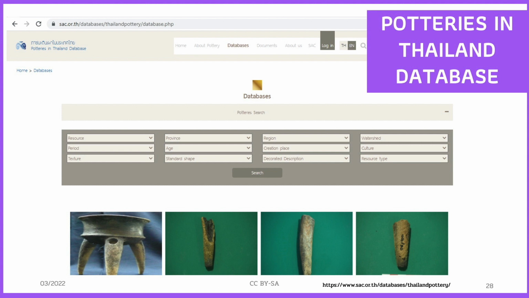The main sources of data are the Fine Arts Department and Sirindhorn University, where the SAC has compiled, processed, and organized it into a form. Here, I would like to give an example of the Potteries in Thailand database that uses the data structure standard of CDWA.